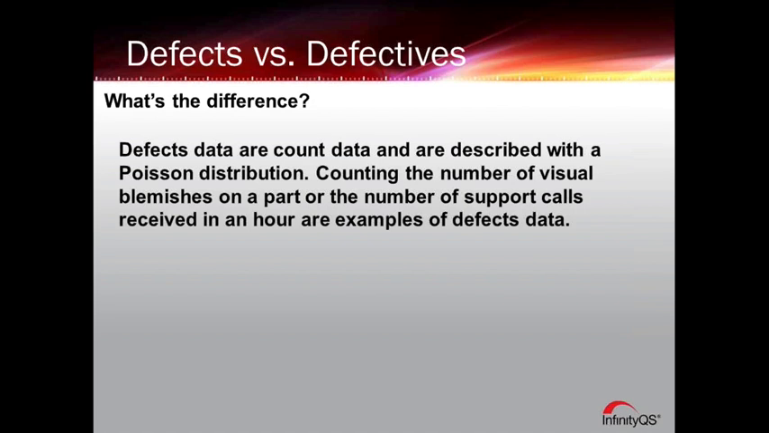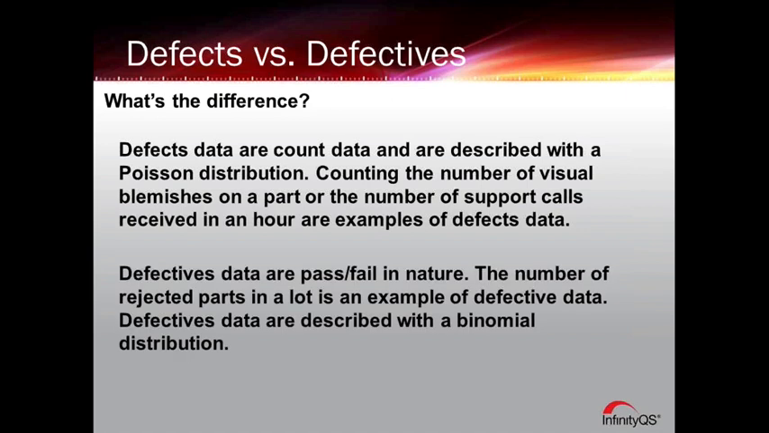Defects data are count data and are described with a Poisson distribution. Counting the number of visual blemishes on a part or the number of support calls received in an hour are examples of defects data. Okay, so we're counting multiple instances of things. Contrast that with defectives, and defectives data are pass-fail in nature. So the number of rejected parts in a lot is an example, and they're described by a binomial distribution because something's either defective or it isn't, right? It's pass or fail, it's go, no go, it's okay, not okay. And so at a very high level, that's the difference between defects and defectives, the very nature of what kind of information we're expecting to get.